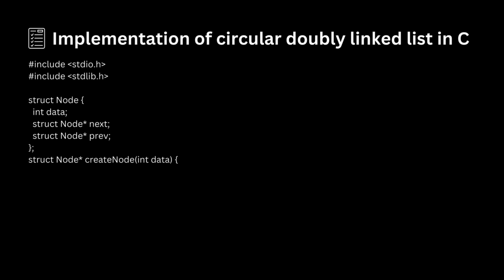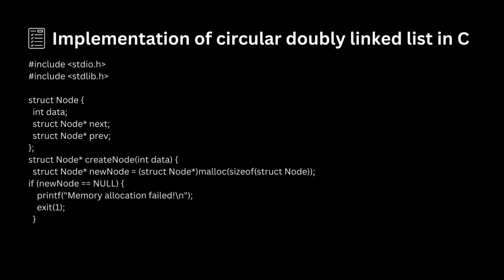Next, we will see the function to create a new node. This function takes an integer data as a parameter and returns a pointer to a struct node. This line allocates memory dynamically using the malloc function to create a new node. sizeof(struct node) calculates the size required to store a struct node. The malloc function returns a pointer to the allocated memory block. The pointer is cast to struct node to ensure compatibility with the pointer type. This block checks if memory allocation was successful. If the malloc function returns null, it indicates that memory allocation failed. In such a case, an error message is printed and the program exits with error code exit(1).